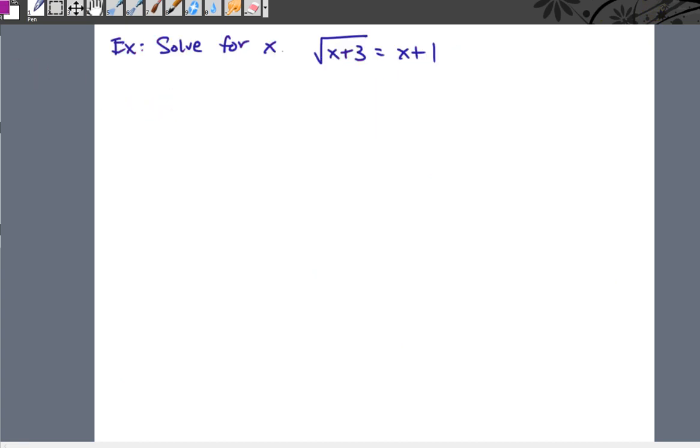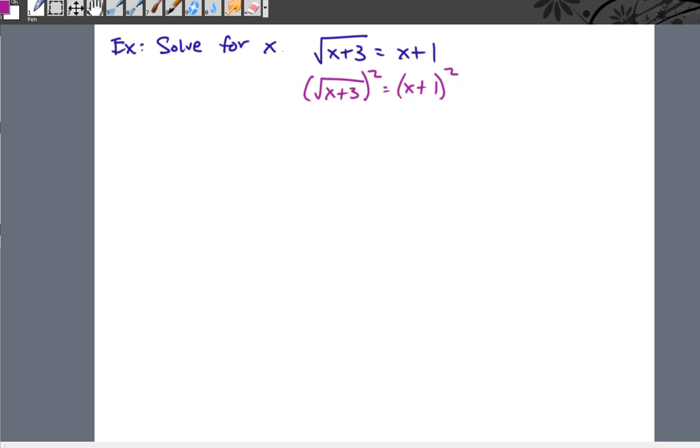Alright, so here's another example. Let's say I have the square root of x plus 3 equals x plus 1. Like we have here, the radical is already isolated. So guess what we can do right off the bat? We could square both sides. Remember, the inverse operation of a square root is taking a square.